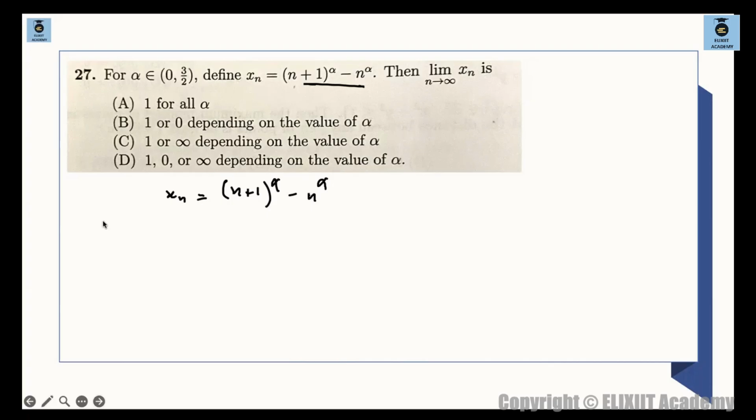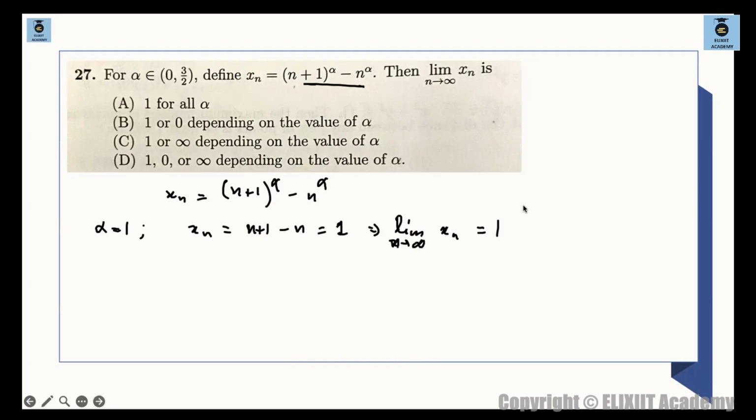Let's say if alpha is 1, you can clearly see xn will become n plus 1 minus n. So in that case, xn is 1 only, and the limit as n tends to infinity of xn will also be 1 only, because it's a constant function.